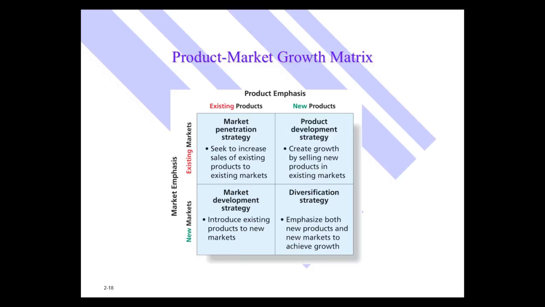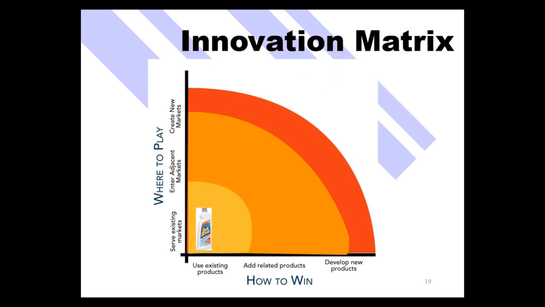I'm going to introduce a thing called the innovation matrix, which takes these two concepts that we've been talking about, markets and products, but takes them a step further. Now, here's our innovation matrix, and you can see that when we go after existing markets with existing products, that's our penetration strategy. Oftentimes, that has the lowest amount of possible growth. When Soft Scrub did that, that's where they were.